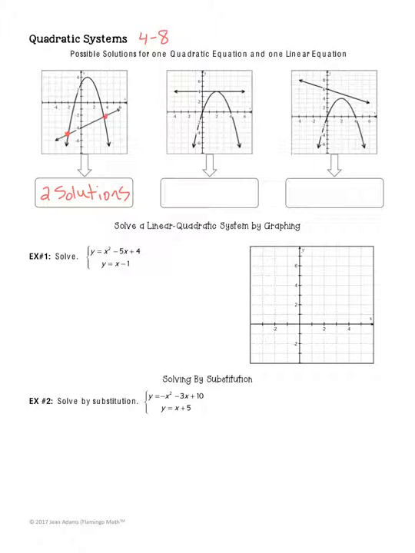Whereas in this case, this line here is intersecting with a parabola in just one place, right here, and so we would have one solution. And then finally, you could have no place where the two graphs meet, and so it is possible to have no solution.